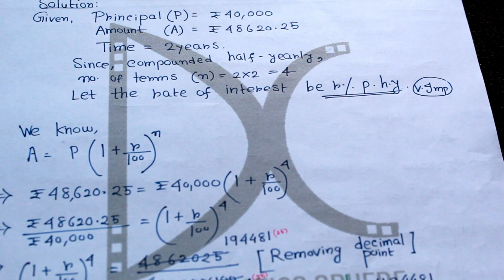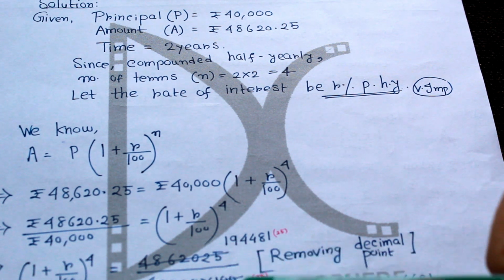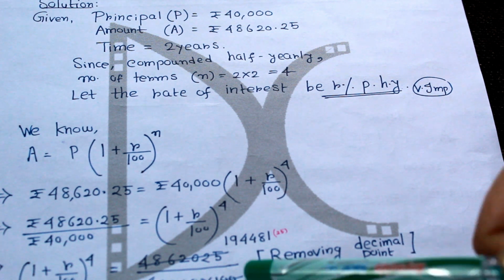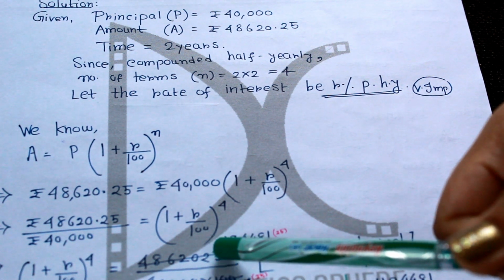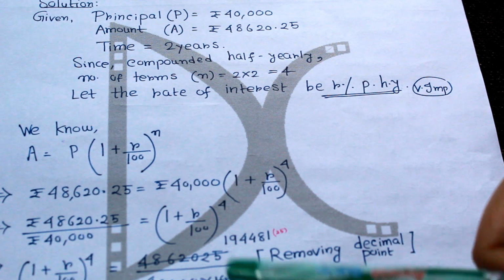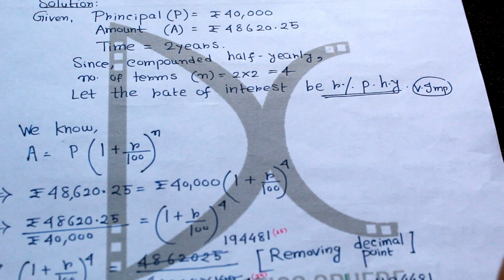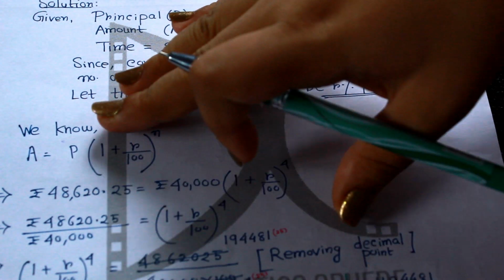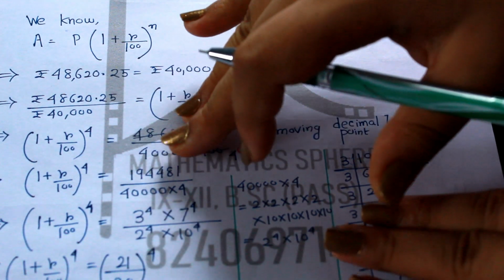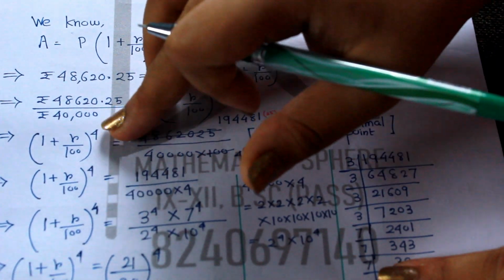Now, you just cut as much as is possible. I got that this is divisible by 25, and this is also divisible by 25. So I have divided both this part and this part by 25. In the numerator I got 194481, and in the denominator it is 40,000 into 4. Okay, now be careful about this part. Here it is to the power 4.